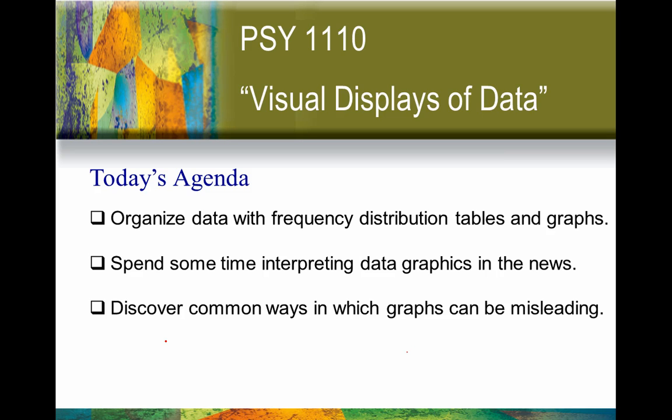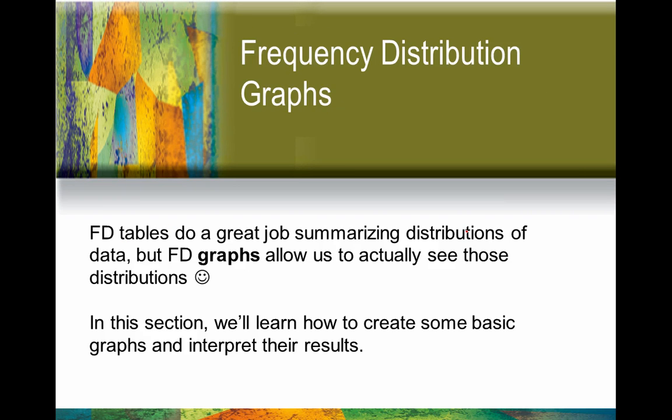Let's continue talking about Chapter 3. When we got together last time, we talked about frequency distribution tables. Let's talk now about frequency distribution graphs. The tables did a great job of summarizing distributions of data and being able to see things in a tabular format. But one thing we're going to really like about these graphs is that they allow us to actually see the distribution graphically as a picture. So in this section, we'll learn how to create some of these basic graphs and interpret their results.